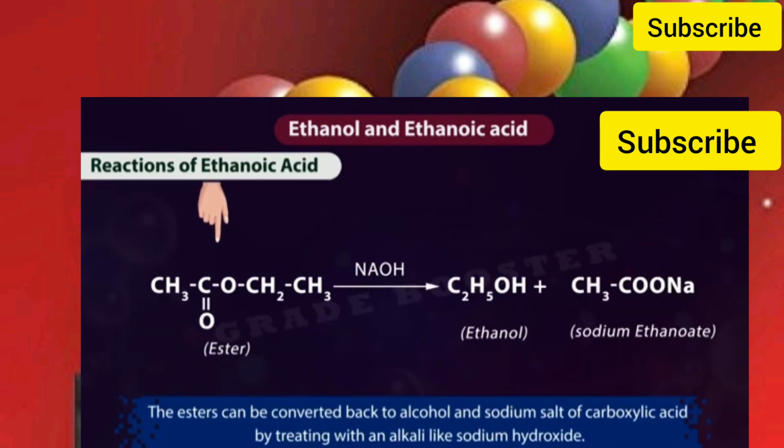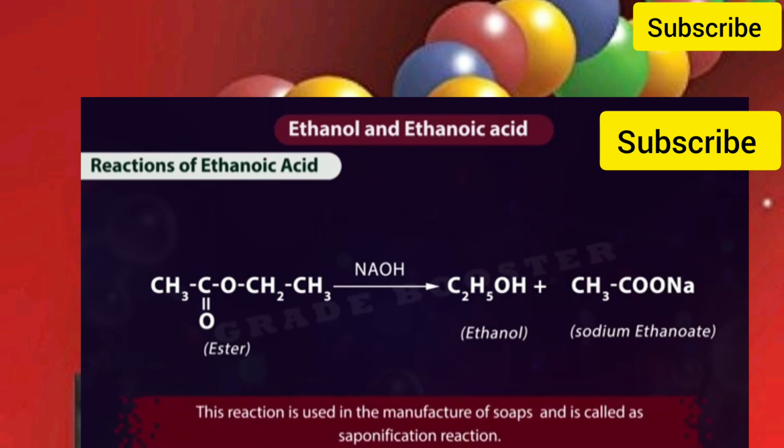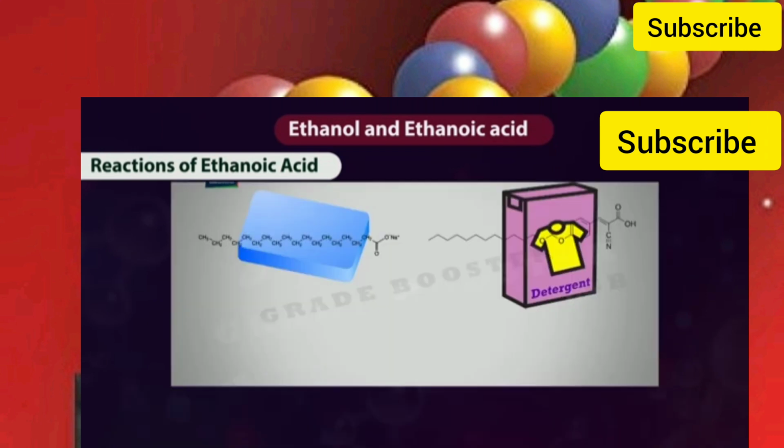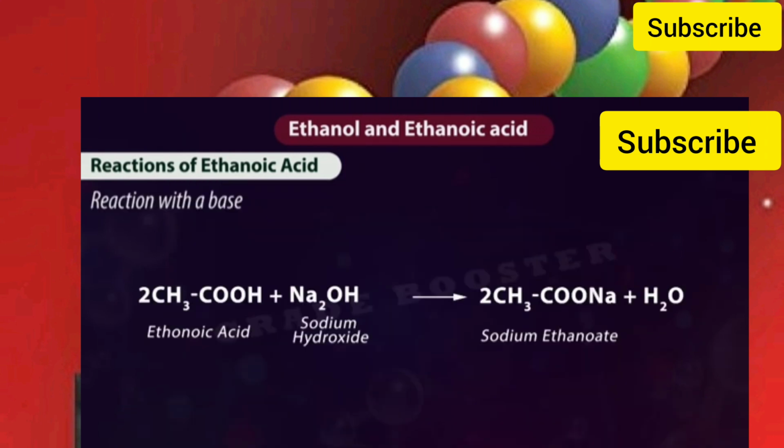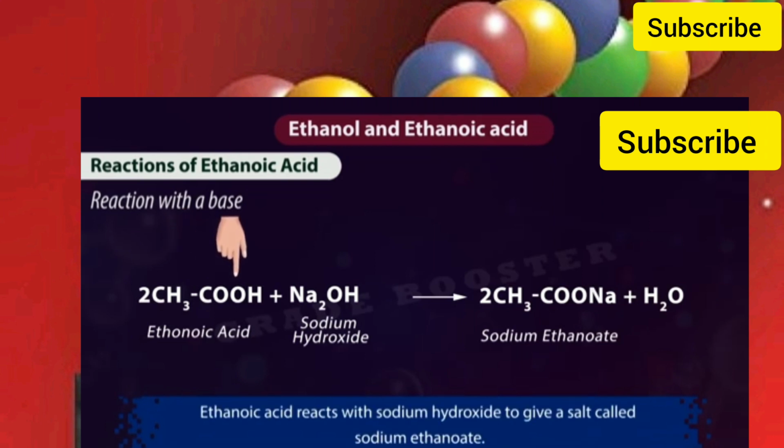The esters can be converted back to alcohol and sodium salt of carboxylic acid by treating with an alkali like sodium hydroxide. This reaction is used in the manufacture of soaps and is called saponification reaction. Soaps are sodium or potassium salts of long-chain carboxylic acids. Reaction with a base. Ethanoic acid reacts with sodium hydroxide to give a salt called sodium ethanoate. Sodium hydroxide plus acetic acid gives rise to sodium ethanoate plus water.